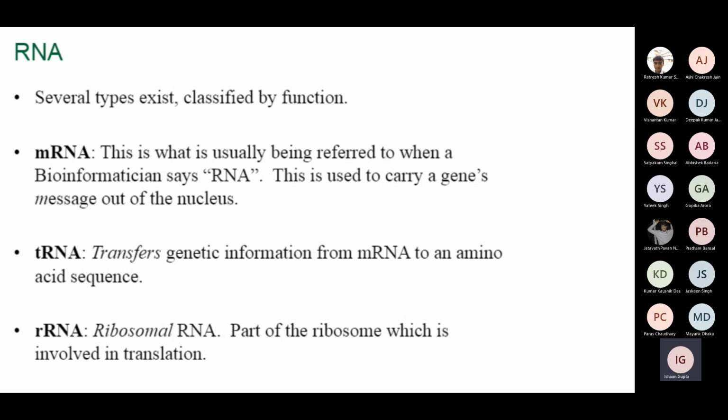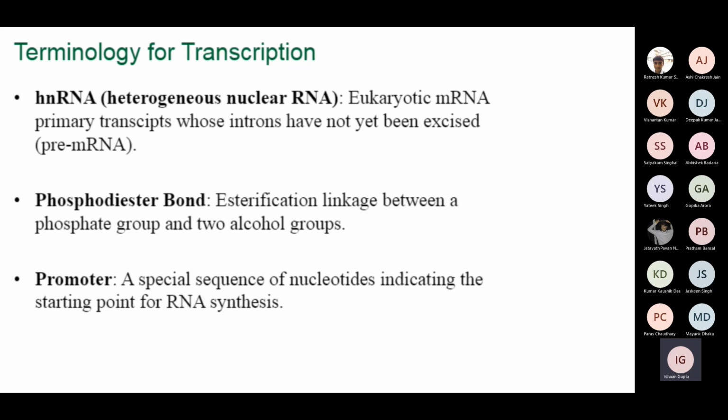mRNA is mature RNA. It's basically the final message that is getting translated. So bioinformaticians basically say RNA, they basically mean mRNA. tRNA is the transfer RNA, which is basically transferring genetic information from mRNA to the amino acid sequence. And you have rRNA, which is ribosomal RNA, which forms a part of the ribosome. So these are RNA molecules which are actually structural in nature. Then you have heterogeneous nuclear RNA, which is basically the form of the RNA molecule which is made before it is spliced into the mRNA molecule.